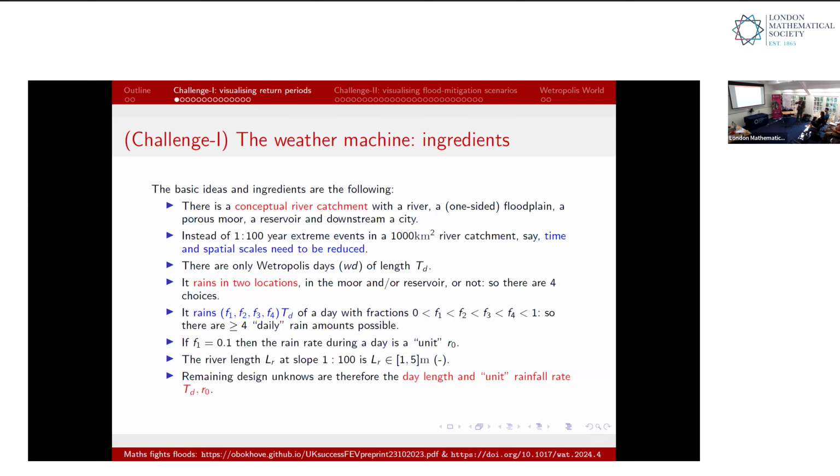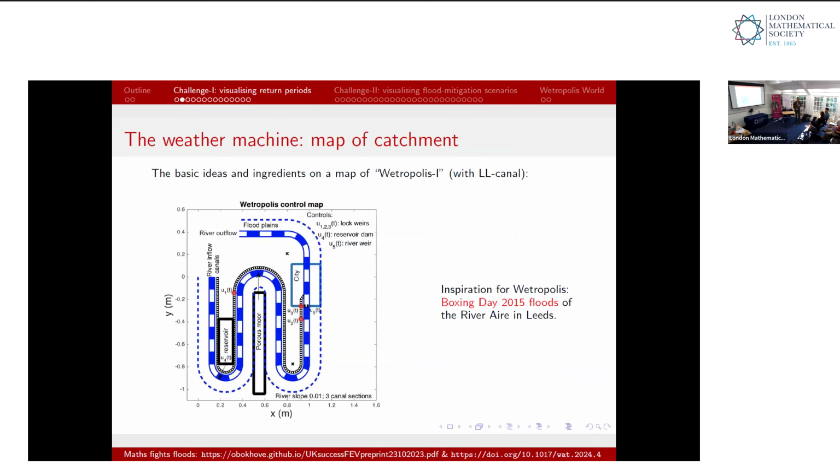Then I took a length of river in my mind, which was somewhere between 1 and 5 meters, and I didn't want things to be too small, so my river width is a few centimeters, and depth as well. Those I didn't consider unknowns. So the remaining design unknowns, to see if anything was feasible at all, are the length of the day, TD, and this rainfall unit R0. Could I do something which was manageable? So this is a conceptual river, perfectly straight.